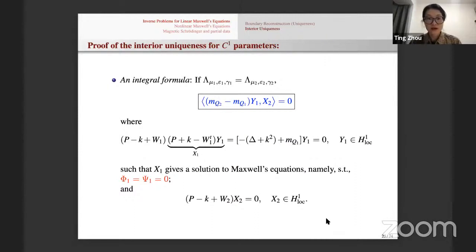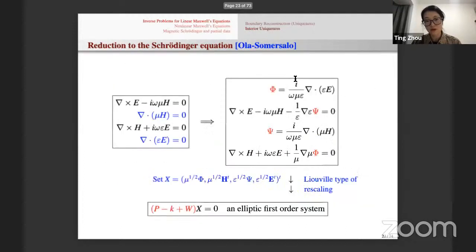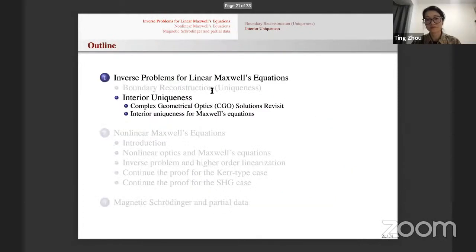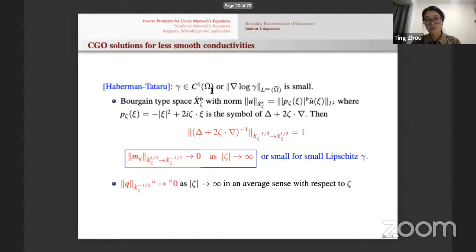So the next will be how to prove the main steps to prove the interior uniqueness for C1 parameters for Maxwell's equations. It's completely parallel to the case for the Calderon problem. But keep in mind, we are looking for the proof for C1 parameters. So it's more similar to the one in Haberman and Tataru's paper, for gamma being C1. That means we also adopt this Bergen type space for our analysis.